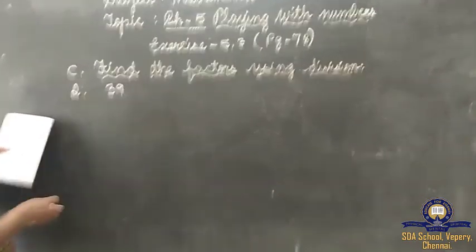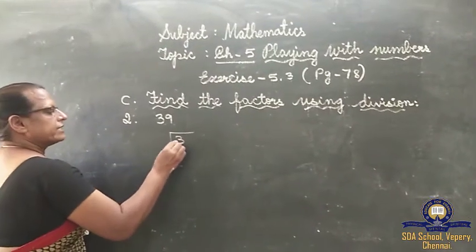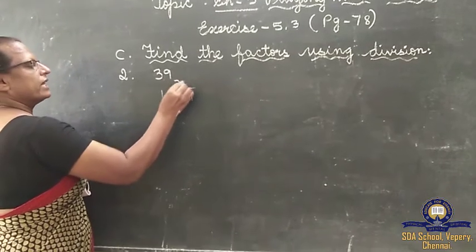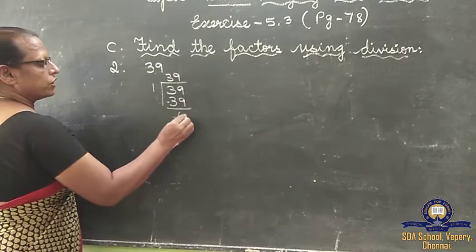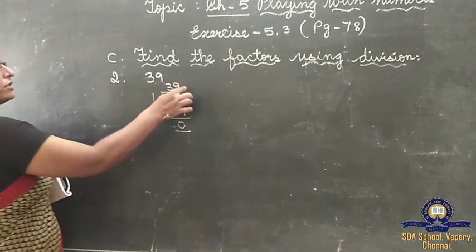So again you have to do it like that only. You have to write 39 inside and divide by 1. 39 ones are 39, so 39 minus 39 is 0. So in the 1 table it goes, and 39 also goes.